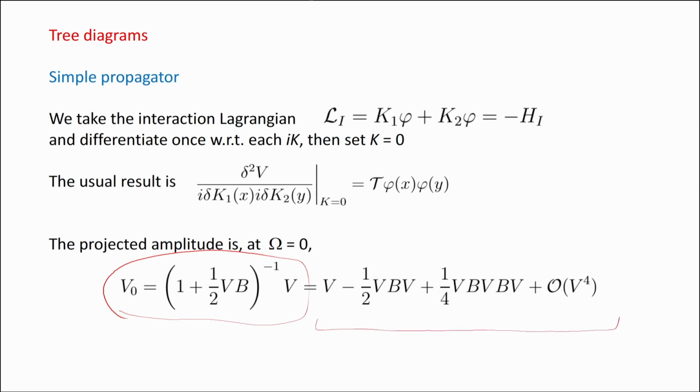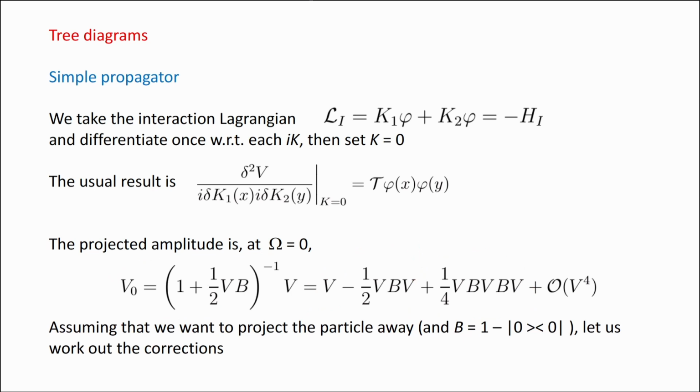Well, what does that formula give? Instead of having just V, we have V minus 1/2 VBV plus 1/4 VBVB, but this will not matter in our truncation. This will be enough for the moment. So let's see what happens. We assume first that we want to project our particle away. So our A is just made of the vacuum, and B is the difference.